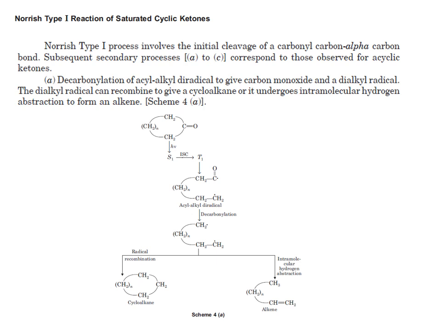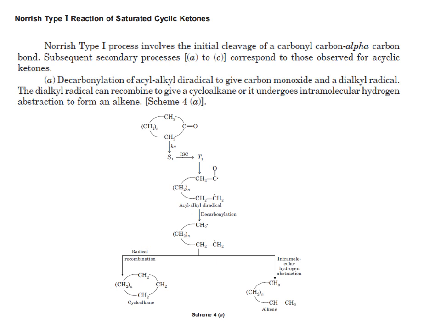Now we consider the first step, where we can see the decarbonylation of the acyl alkyl diradical to give carbon monoxide and a dialkyl radical. And the dialkyl radical can recombine to give a cycloalkane, or it undergoes intramolecular hydrogen abstraction to form an alkene as shown in scheme 4a.